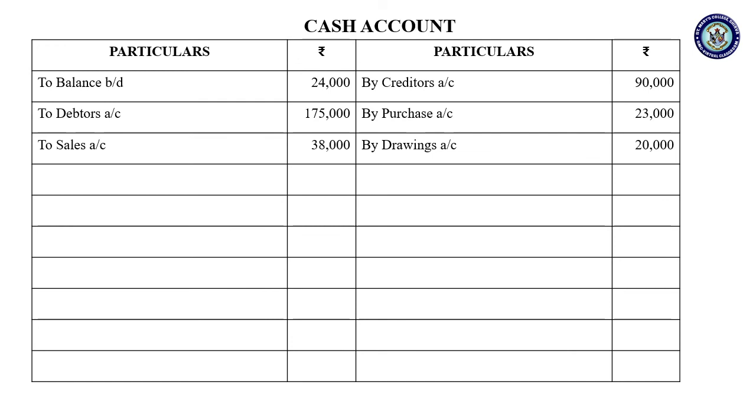Okay, next, bad debts will affect the debtors account, discount allowed again the debtors account, and discount received the creditors account. Then we have five expenses. You pass the journal entry: all the five expenses we debited and the cash account we credited. So in the cash account you have to record all the expenses on the credit side, that is the by side. Do it fast.